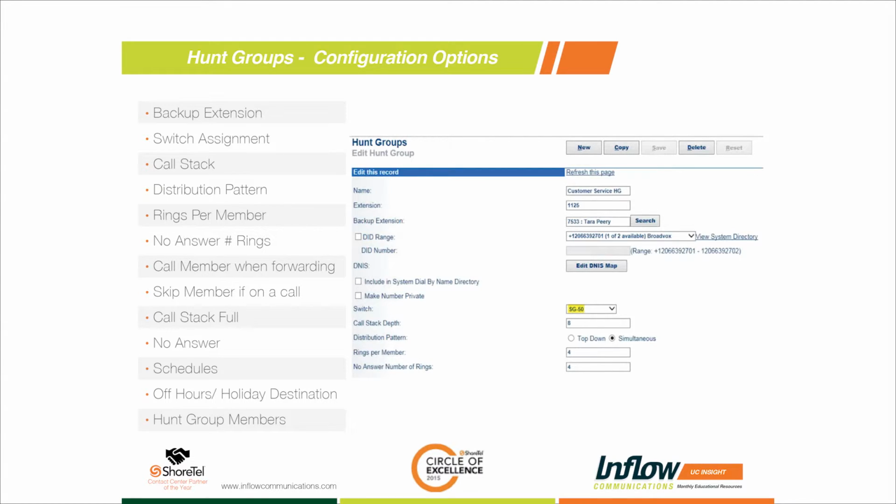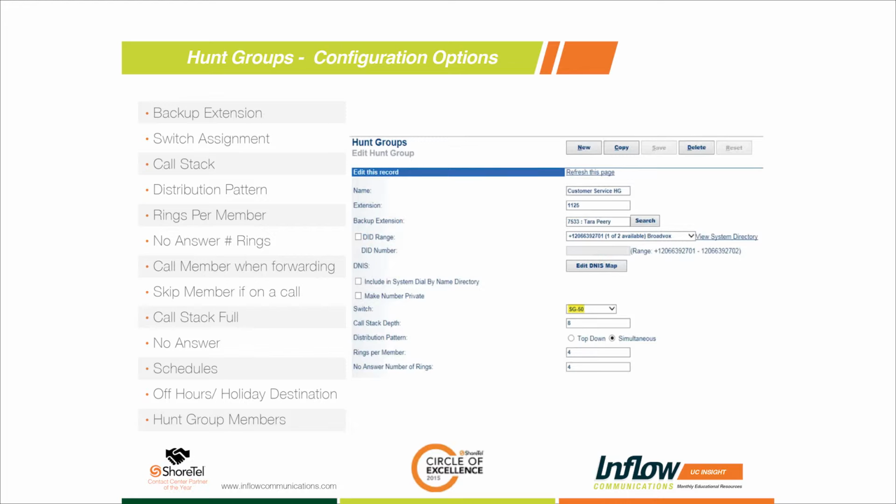But your ShoreGear 30s, your 50s, your 90s, your older switches like your 40s, 60s, 120s, they'll all take them. Even a 24A, which is a strictly analog switch, can host hunt groups. So if you have any of those analog switches, you can use those for load balancing of your hunt groups.